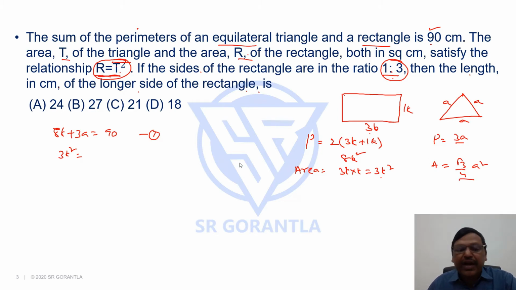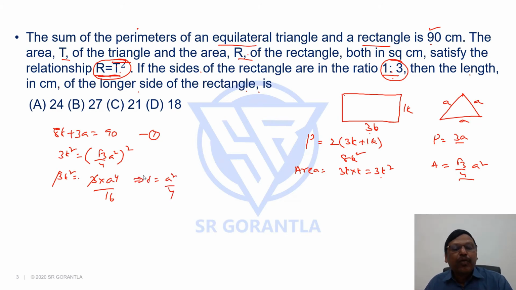So what is the area of the triangle? We have root 3 by 4 a squared, the square of that. If you see here, 3k squared equals 3 into a to the power 4 by 16. 3 gets cancelled. k squared is equal to a to the power 4 by 16, which means I can say k is equal to a squared by 4. This is the second equation.